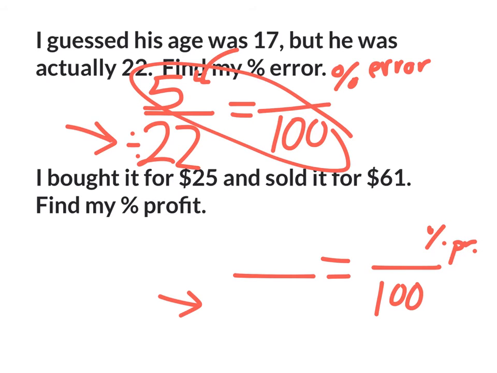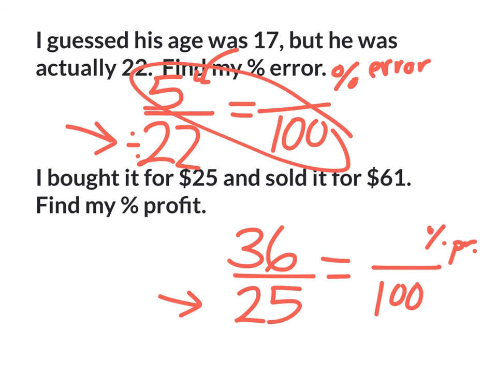And on the bottom one, let's do the bottom one as well. I bought it for 25 and sold it for 61. Well, that means I made a what? If I subtract those, I get $36. I made a $36 profit, right? And I want to compare that to what I originally paid, which is 25. I made over 100% profit on this. I'm ready to multiply and divide.